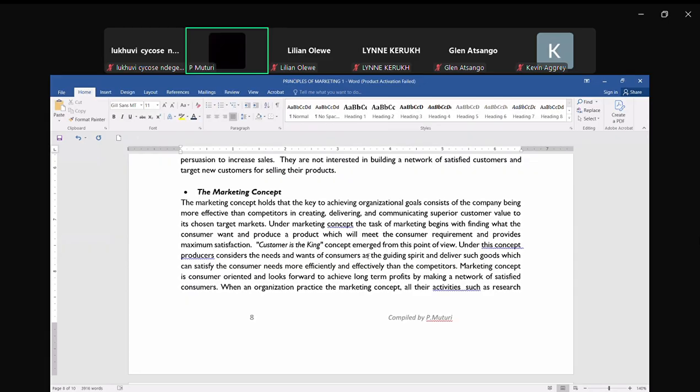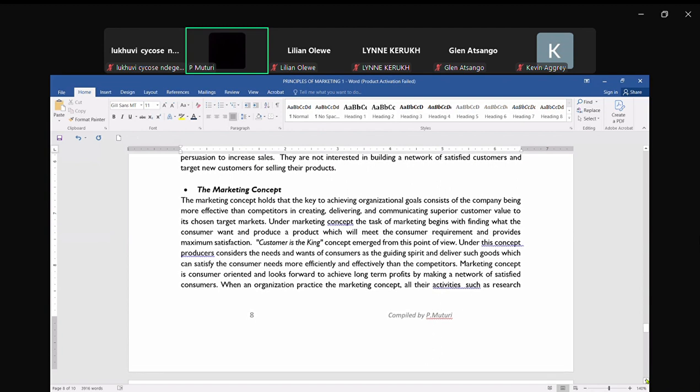And it emerged out of this view that we need to really just be focused. And it's still the case, even today, though it has been improved on in terms of, we'll be looking at the societal concept. But really, the marketing concept now became much more comprehensive. So you consider the needs and wants. You also consider what competitors are doing and deliver your products and services better, offer better value than competitors.